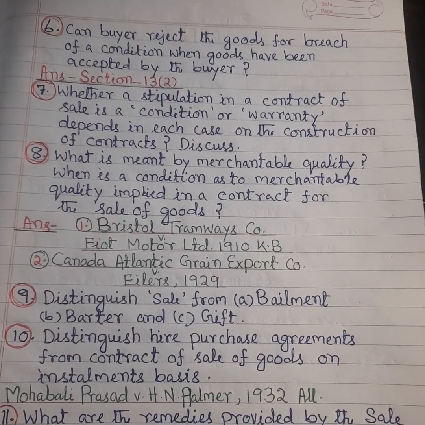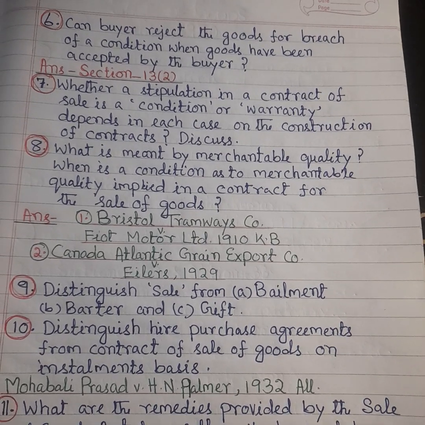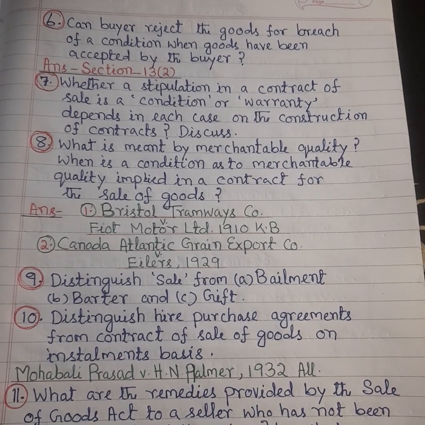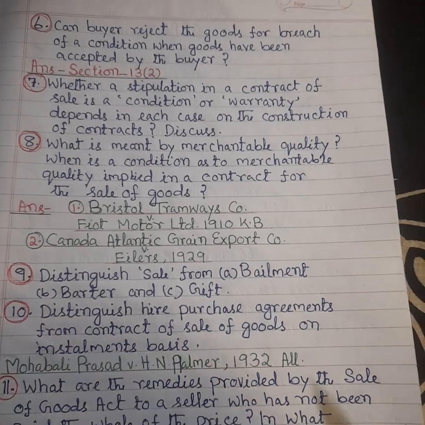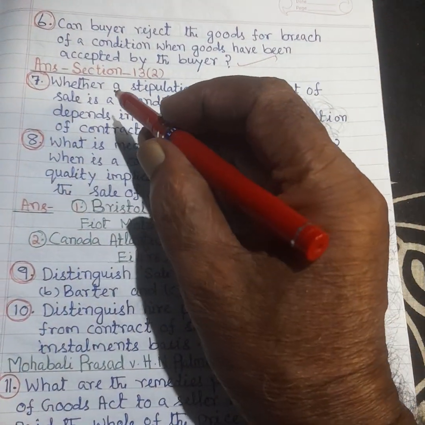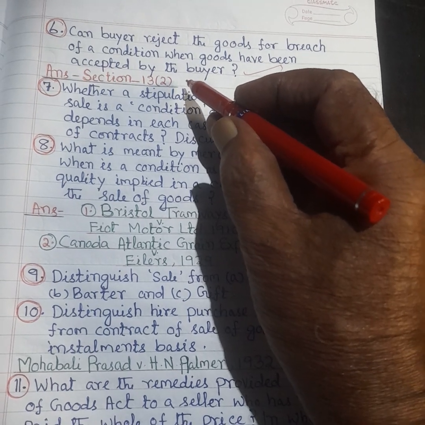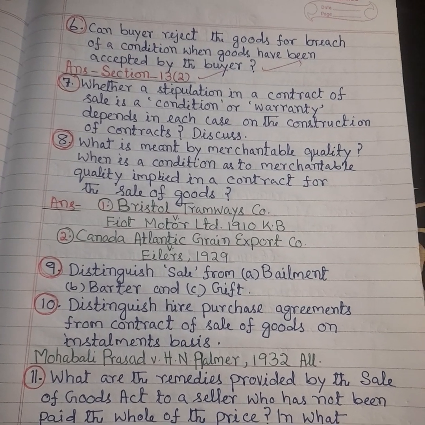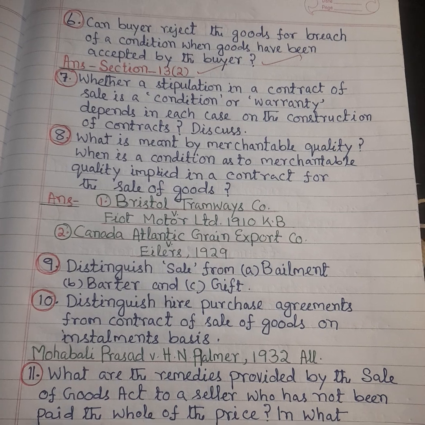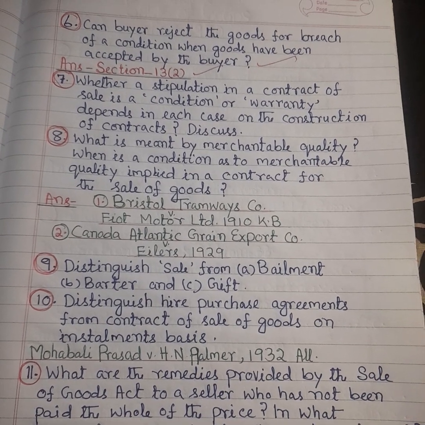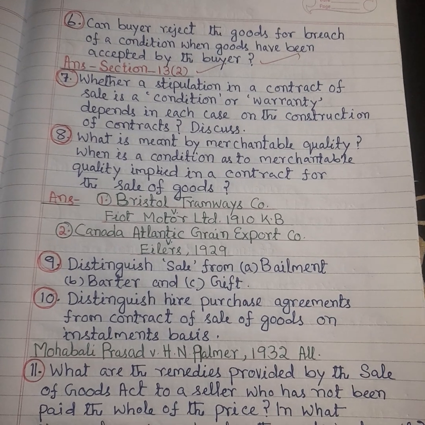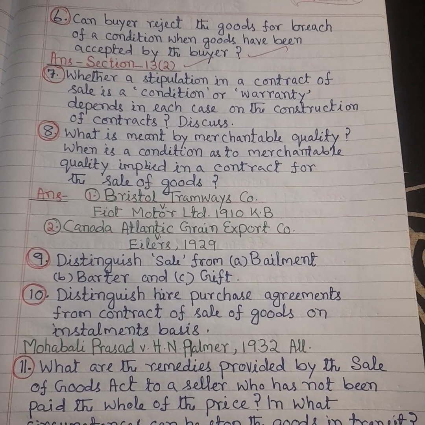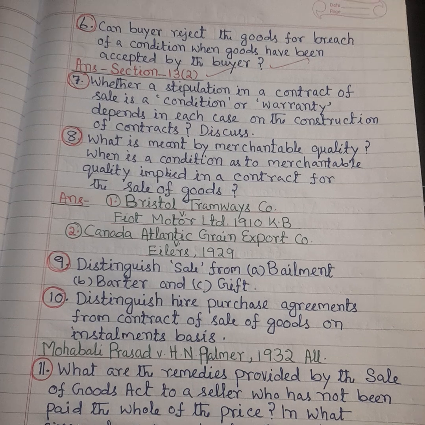Now we'll discuss question number 6, and that is, can the buyer reject the goods for breach of a condition when the goods have been accepted by the buyer? The answer to this question we find under Section 13 subsection 2 of the Sale of Goods Act. The answer provided is that where a contract of sale is not severable and the buyer has accepted the goods wholly or in part, the buyer cannot reject the goods for breach of a condition. He can only claim damages.